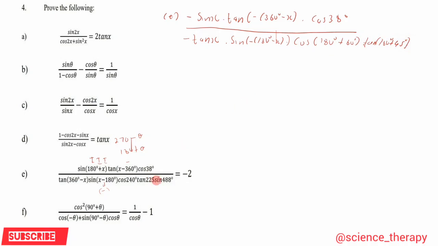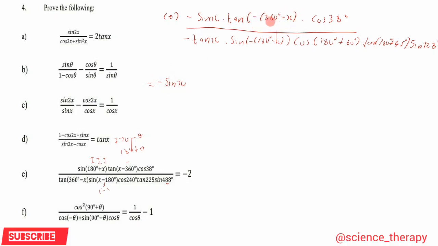And then we have this sine 488, which we can see 488 is bigger than 360. So we have to say 488 minus 360. That should give us 128 if you punch it. So that's sine 128 degrees, right?